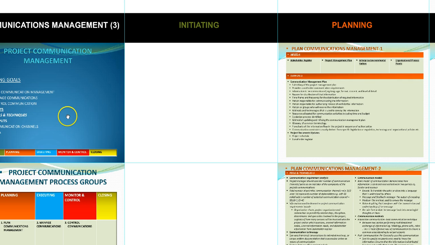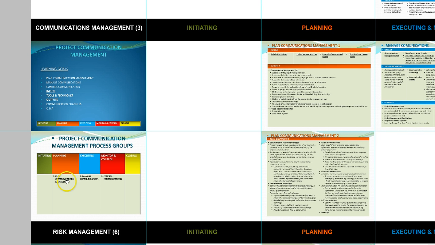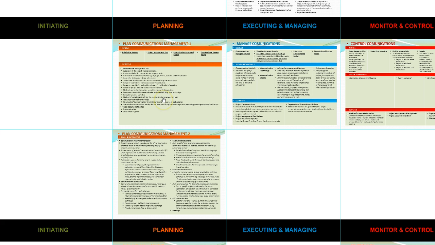Now the communication management has 3 different processes. One is in planning, one is in execution, one is in monitor and control. So let's jump to the first one in planning. As it goes with every single one, it is plan communication management. It's basically I have to plan how I'm going to communicate with the team, how I'm going to communicate with my boss, how I'm going to communicate with the client, how am I going to communicate with everyone, with my project team, everyone working on the same project, or the consultants or the contractors. So we need to have a communication plan to work together.